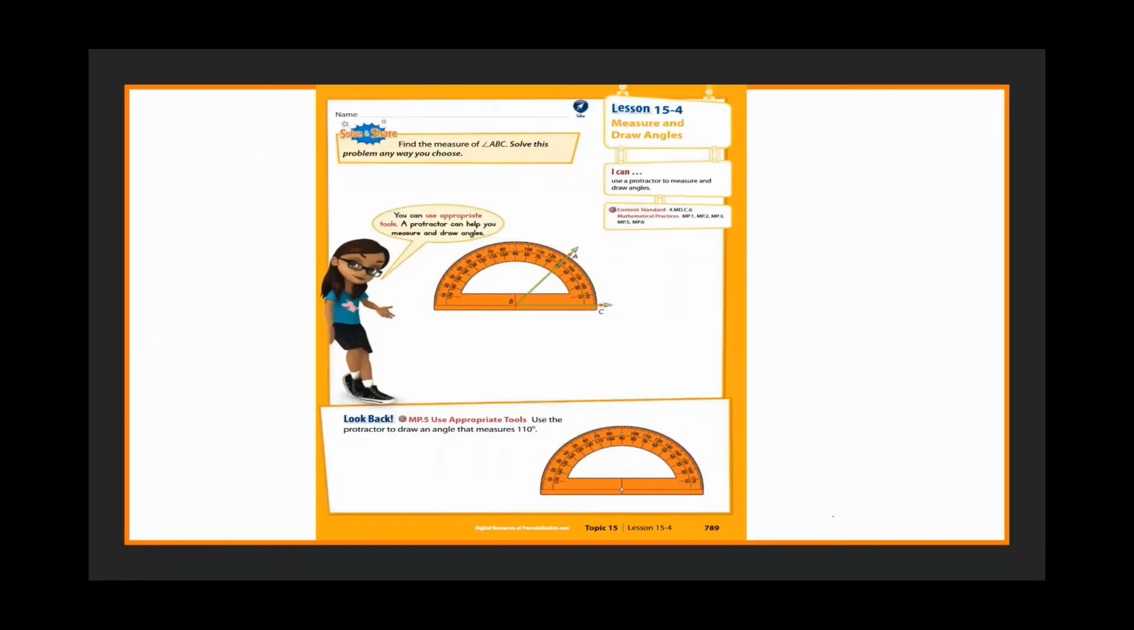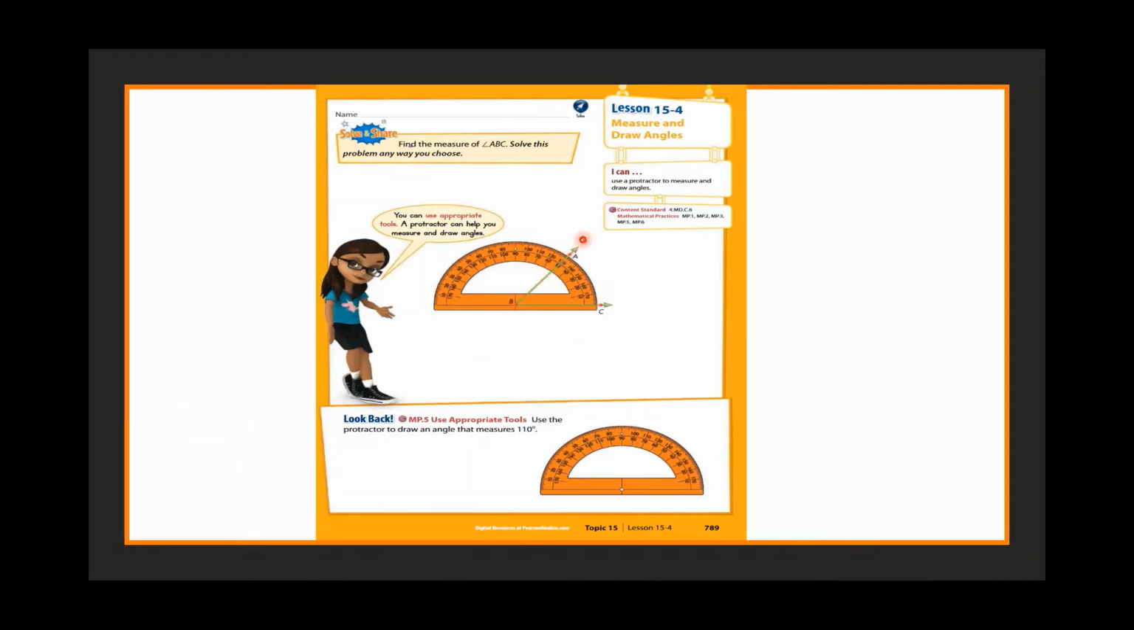Now let's begin with our book, page number 789. Find the measure of angle ABC. Solve this problem any way you choose. Now we have learned how to use a protractor to measure an angle, right? Now, there's an angle here, angle ABC. We know that B is the vertex.